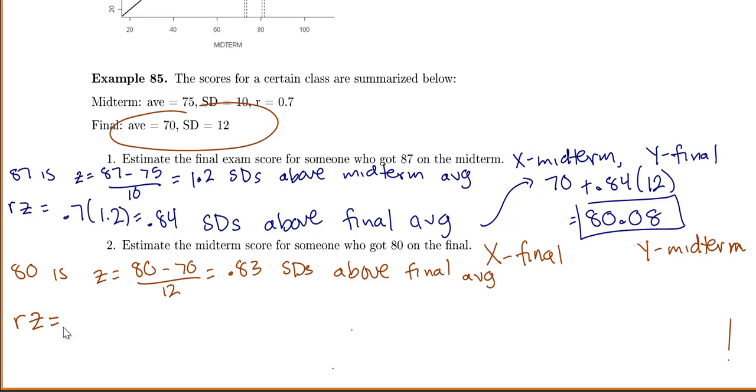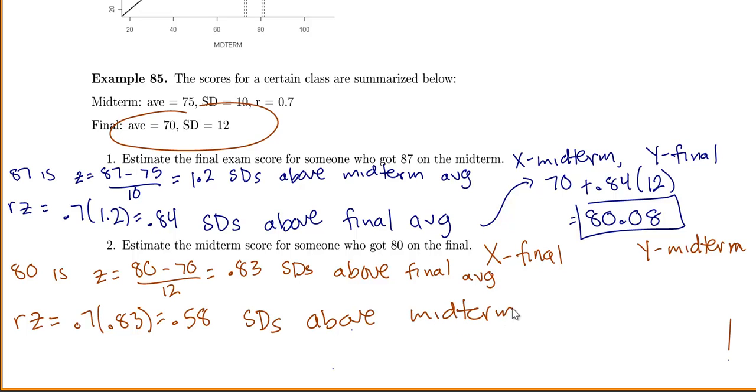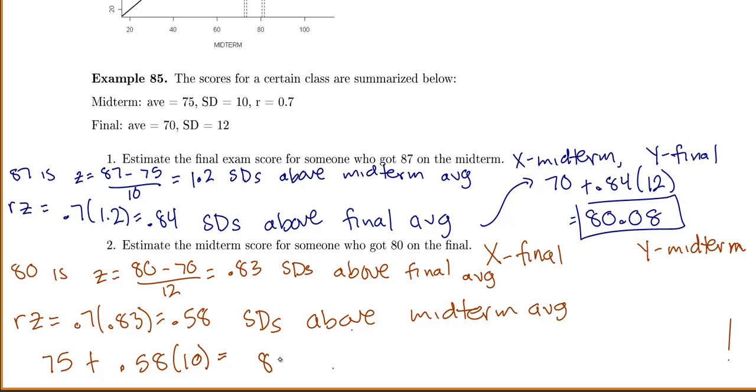Now let's times that by r. So 0.7 times our 0.83 equals 0.58 standard deviations above the midterm average. Let's see. So my midterm average is 75 plus our 0.58 standard deviations. The standard deviation of the midterm is 10. So this is 80.8 for our midterm score.